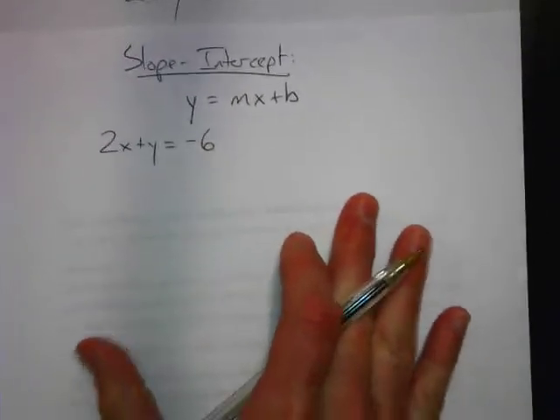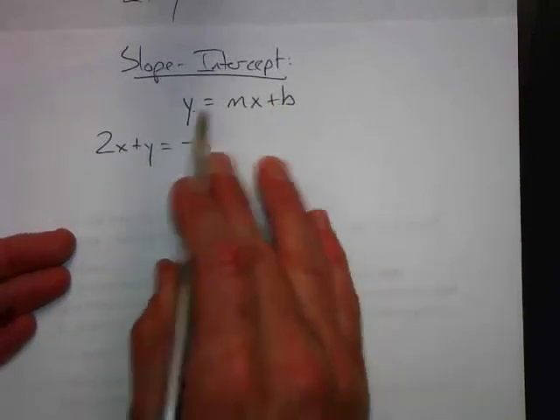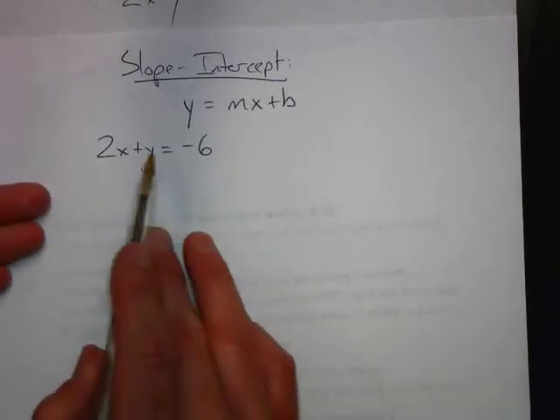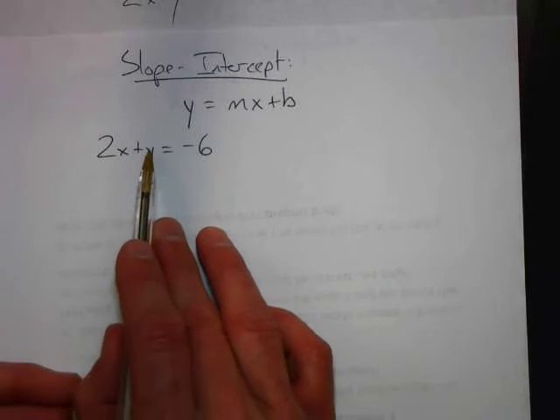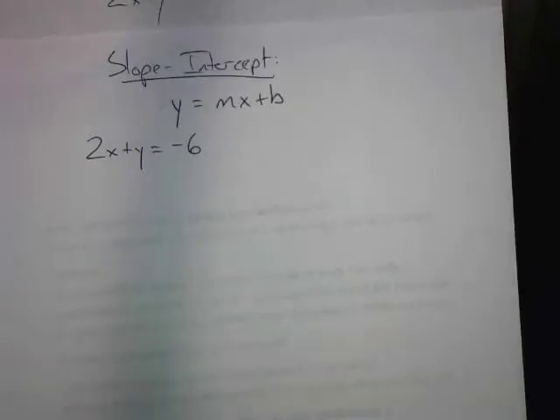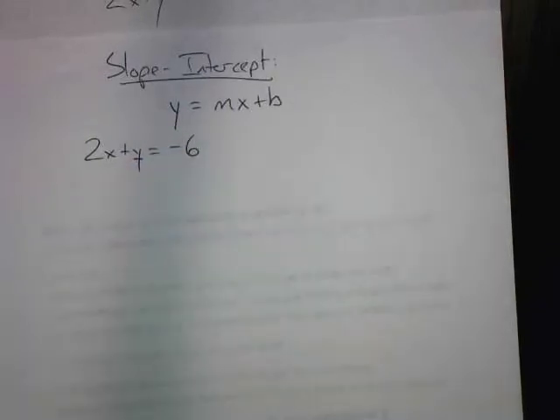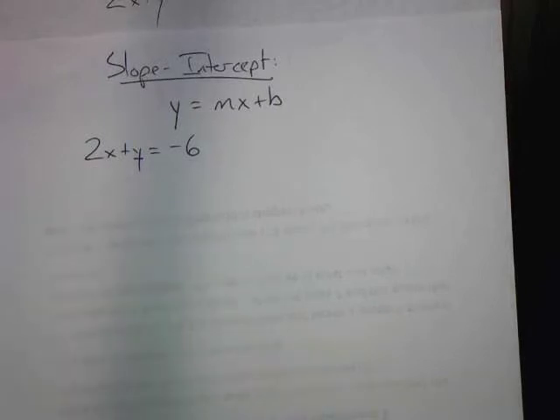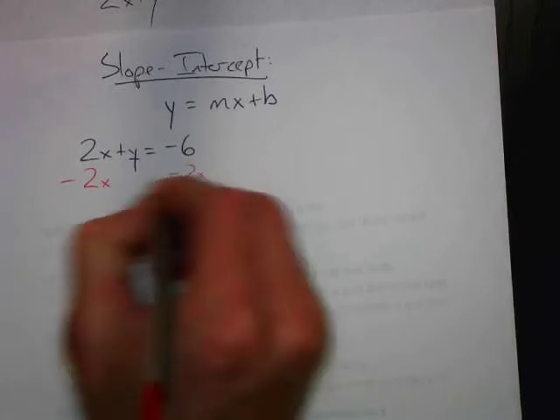Now, can we use this equation right now? No, because it doesn't look like this. As I talked about in a previous lesson, we have to make this equation look like this equation. So we look at our given equation, and what we have to do is get this y all by itself. We want to solve this equation for y. The way we do that is to get rid of 2x. How can we get rid of 2x? We can just take it away from both sides.